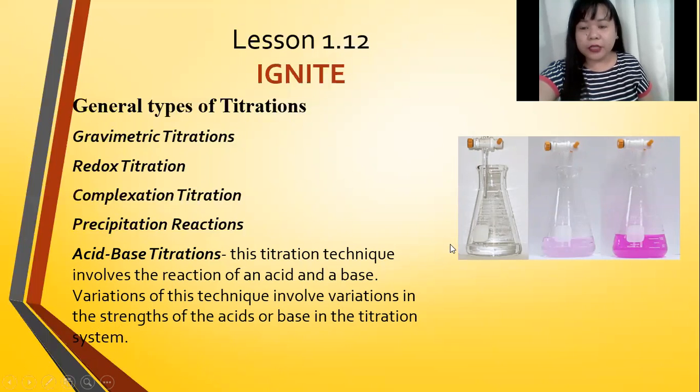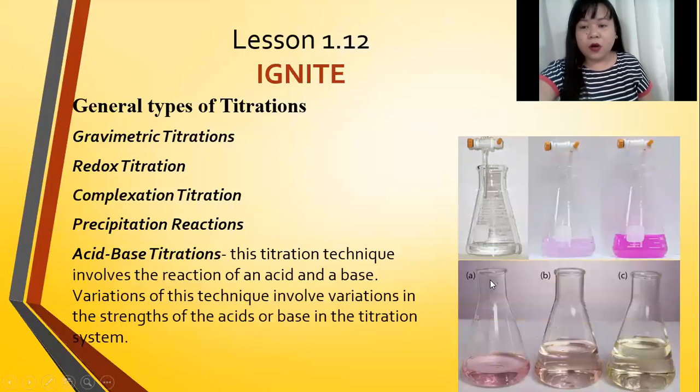Before the equivalence point, the analyte mixture is acidic. Then at the equivalence point, the mixture should be faint pink. And if the pink color is too intense, that means this is already beyond the equivalence point or the endpoint. Also, here's a system using methyl red as an indicator, red in acidic solutions, orange at the equivalence point, and yellow signifying a basic mixture.